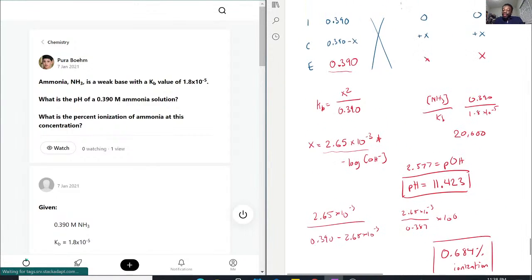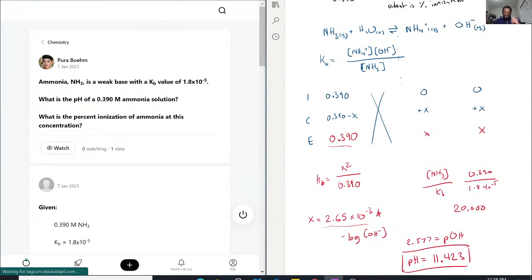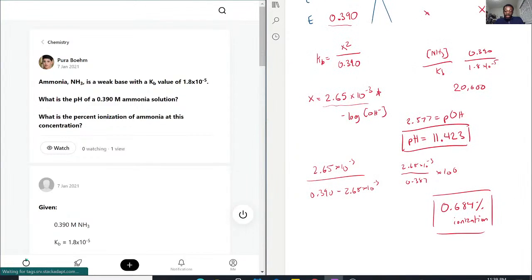So I didn't have to exactly pick out a bunch of them. I just had to use that X value, because in a sense, we had that ratio of just 1 to 1. So every 1 unit, think of it this way, in terms of the 0.390 that we had, 2.65 times 10 to the negative 3 units of it ionized, which is why we can do that formula.